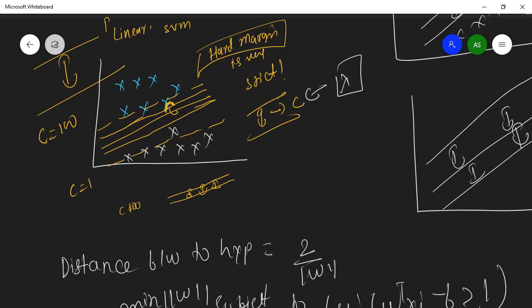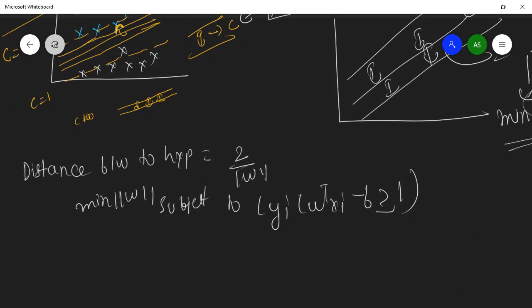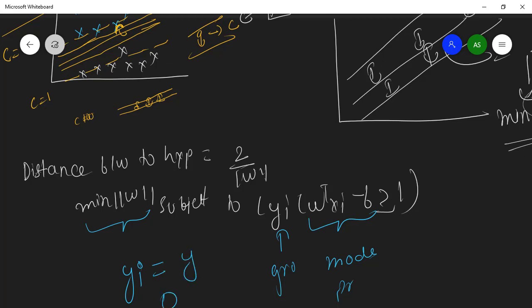Let's understand this equation a little bit further. We minimize the norm of W to maximize that margin, with respect to yi, which is your ground truth, meaning the actual label, and this is your model predicted value. If it is on or beyond this, it will be 1, otherwise it will be 0. If yi equals your model predicted value, then your cost function, your loss function, will be 0. Otherwise, if it is not equal to y, then your loss function will be very, very high. So you want to minimize this norm of W to get good predictions.